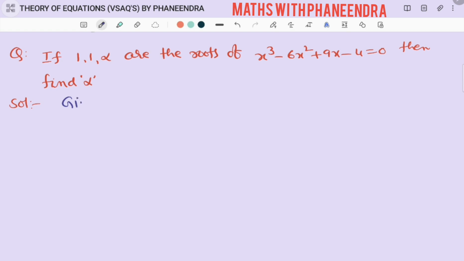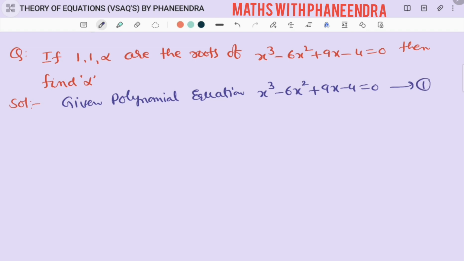Given polynomial equation x cube minus 6x square plus 9x minus 4 equal to 0, keep that as equation number 1. Here a is equal to 1, b is equal to minus 6, c is equal to 9 and d is equal to minus 4. I hope you understand why I am writing the ABCD values, comparing with ax cube plus bx square plus cx plus d equal to 0.